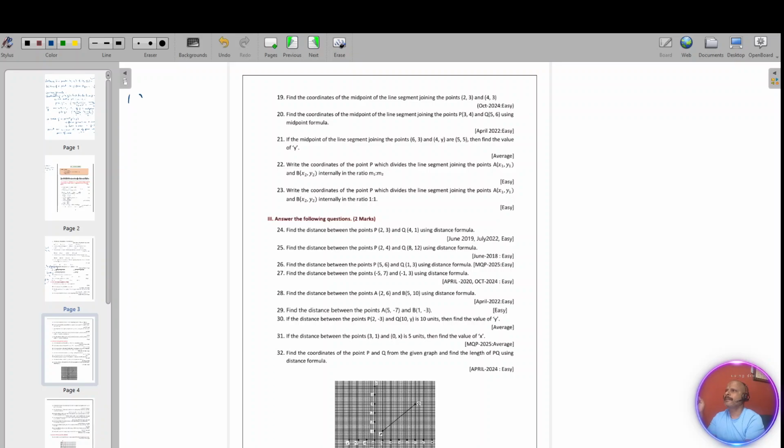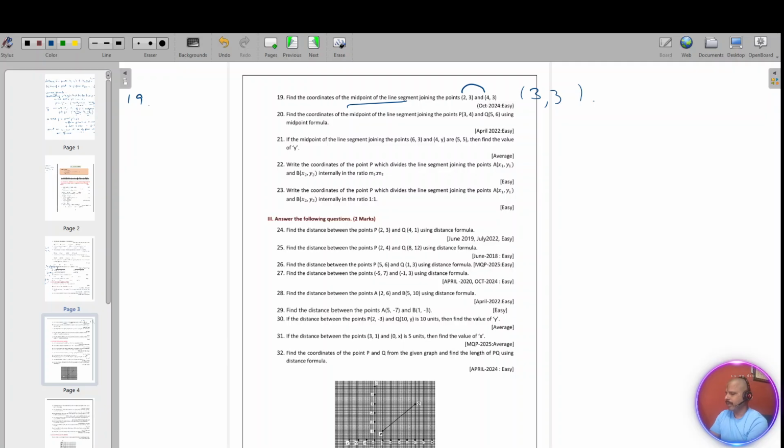19th one. It's all 1 mark questions. Quickly you can solve. Find the midpoint of the line segment. I am not solving it, you can solve. I'll give the answer. 2 plus 4 by 2 is 6 by 2 is 3. 3 plus 3, 6 by 2 is 3. The midpoint is (3, 3) here.